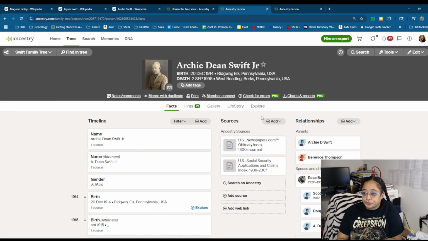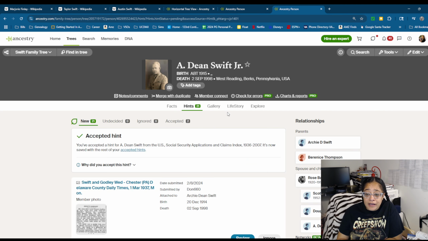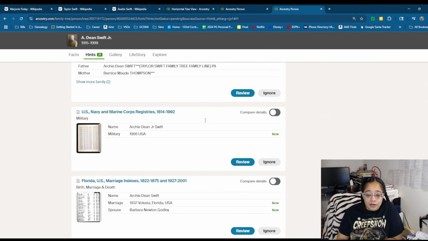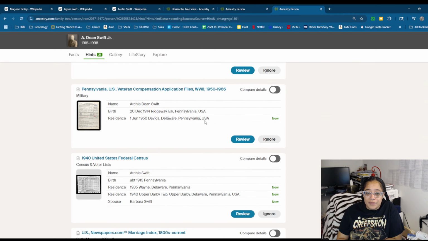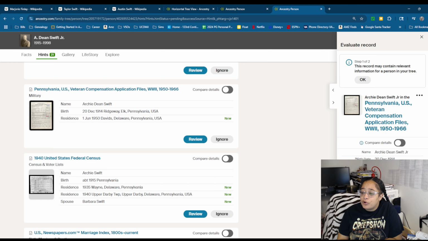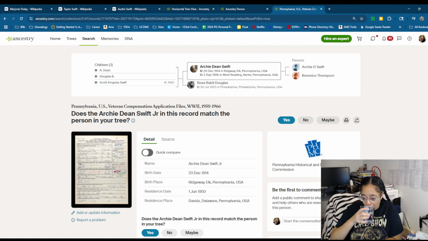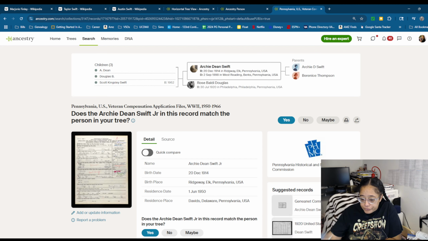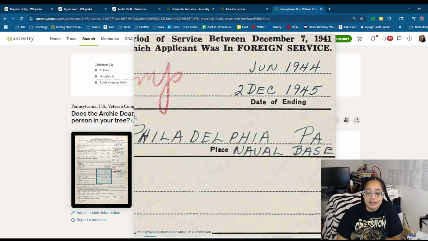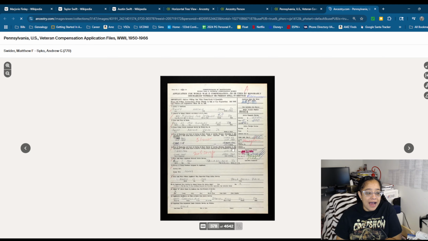Okay. So now I'm going to go back to my hints and go down to that Pennsylvania U.S. Veteran Compensation Application files. I want to see if there's any more information about that. So view record page. And then I'm going to open this up in a new tab.